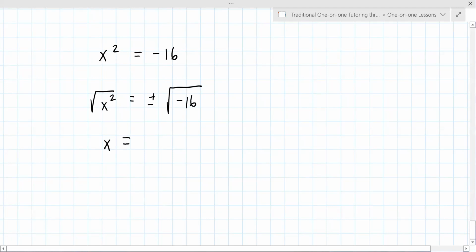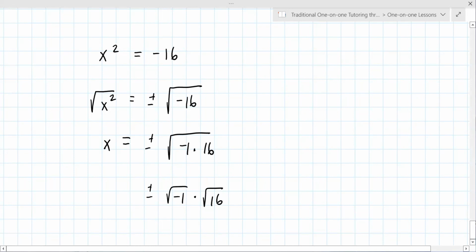On the right, though, this is the problem. This is the issue, because you cannot take the square root of a negative number. So what do you do? Like, what do we do from here? Well, you give up. No. You can break it apart. It's the square root of -1 times 16. And then it's the square root of -1 times the square root of 16.